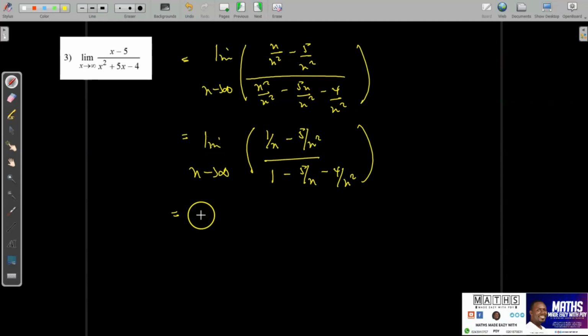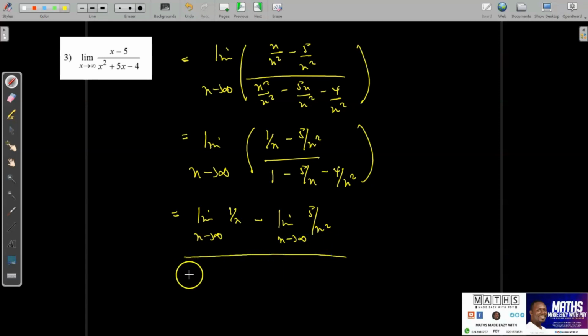So this is going to give us the limit of 1 over x as x approaches infinity minus the limit of 5 over x squared as x approaches infinity, all over the limit of 1 as x approaches infinity, minus the limit of 5 over x as x approaches infinity, minus the limit of 4 over x squared as x approaches infinity.